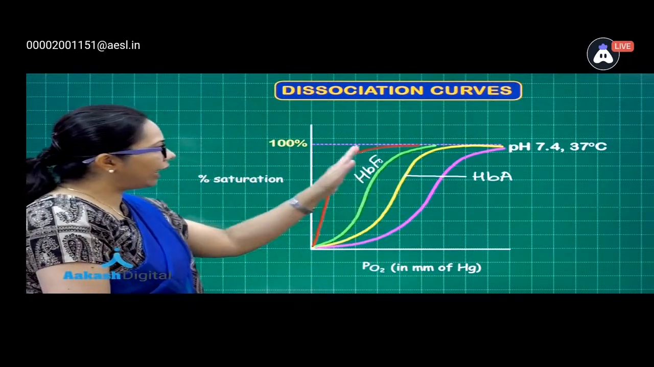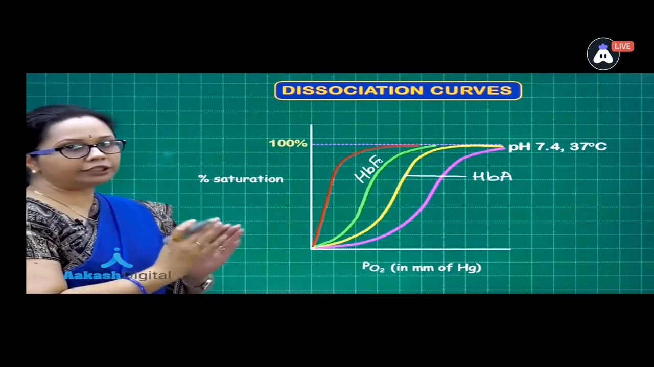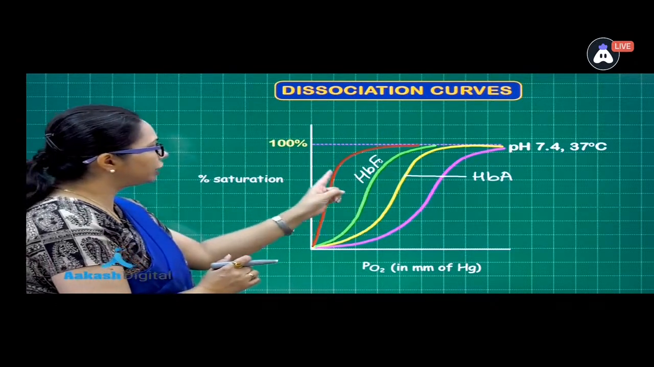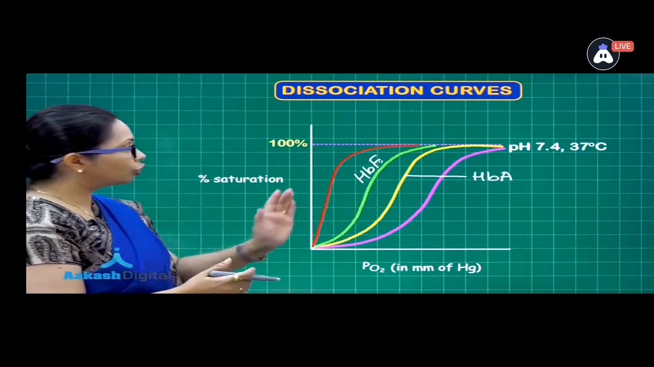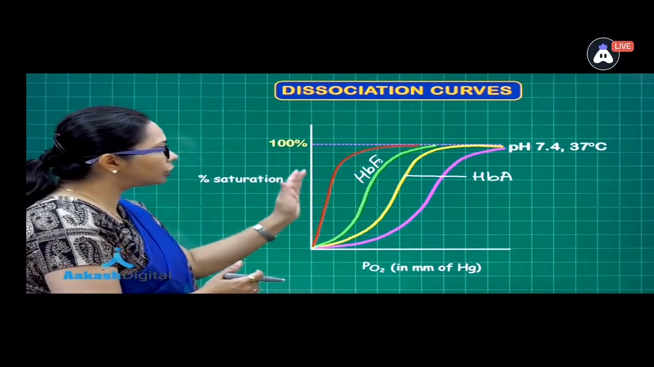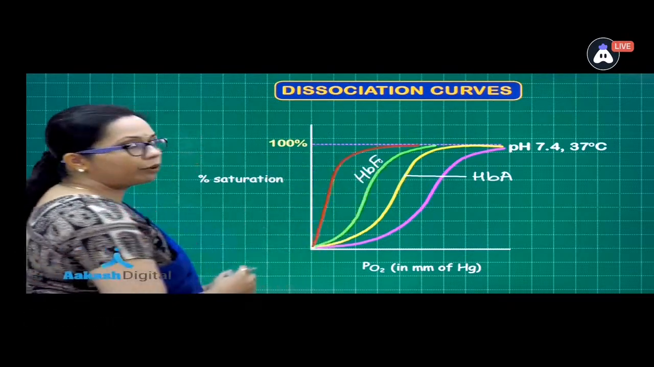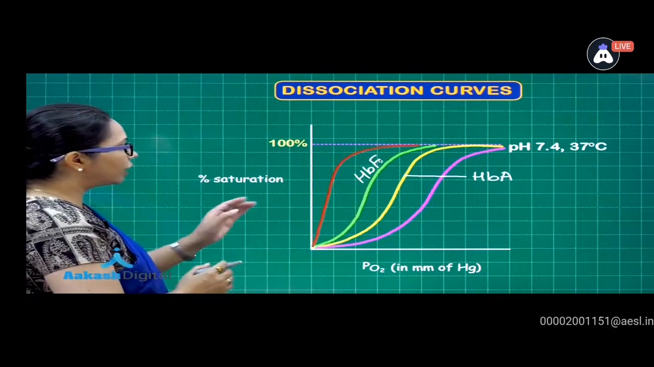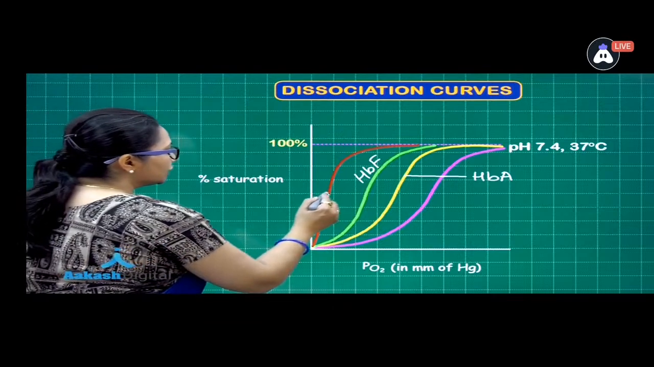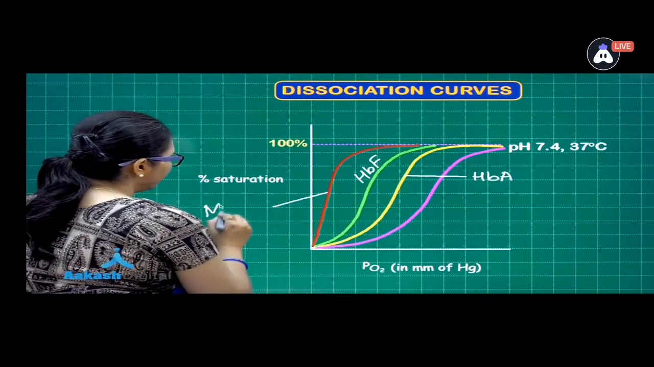So for HbA as well as for HbF, they are sigmoidal. But if you see for myoglobin, so myoglobin is to the most left and this is the one which is hyperbolic. It is not sigmoidal, rather it is hyperbolic. So this is the graph which you will get for myoglobin.